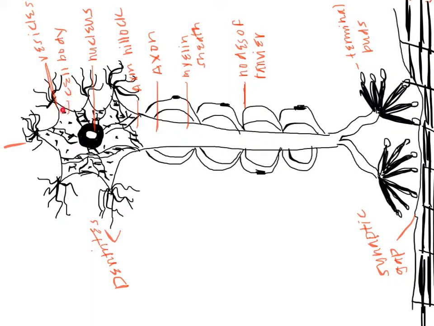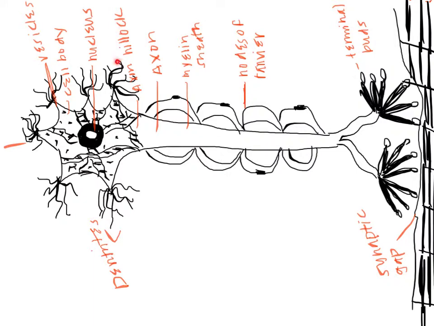The next thing we have is the squiggly lines, which are the dendrites. The dendrites' structure is like branches, like a tree, and serves as the main apparatus for receiving signals from other nerve cells. The next thing we have is the axon. The axon is the main conducting unit of the neuron, capable of conveying electrical signals.